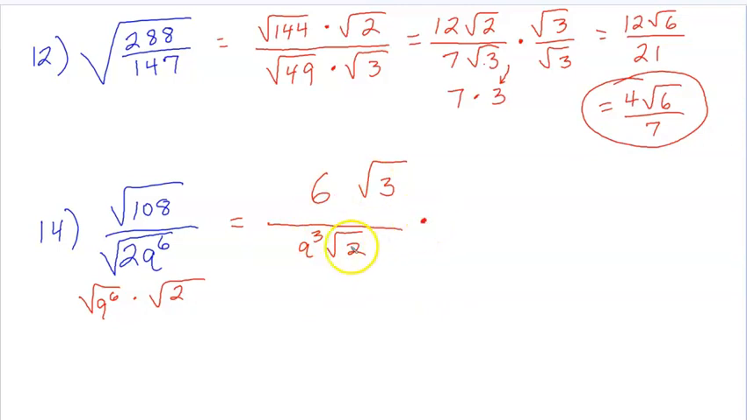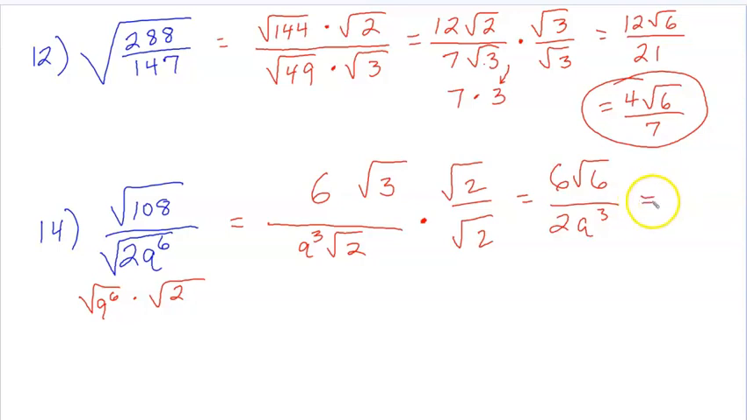And now to rationalize the denominator, I use the radical, square root of 2, multiplied times the top and the bottom. So the top becomes 6 times the square root of 6. And then the bottom becomes 2, it's the square root of 4, so it's 2q to the third. But again, look at these numbers, 6 and 2, and see if you can reduce and simplify. 6 over 2 is really 3. So this would be the best option. Always simplify or reduce if you can. All right, that's your answer for number 14.